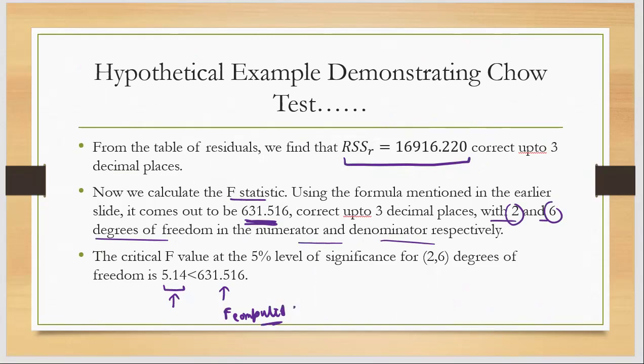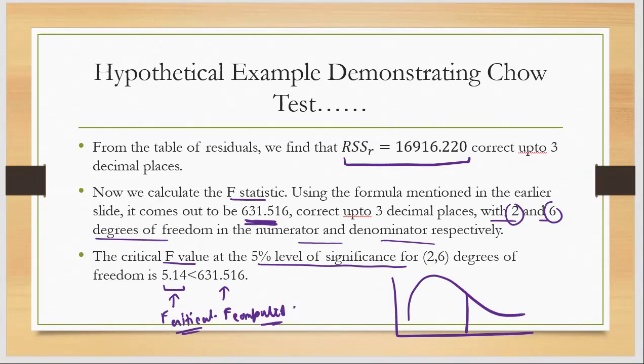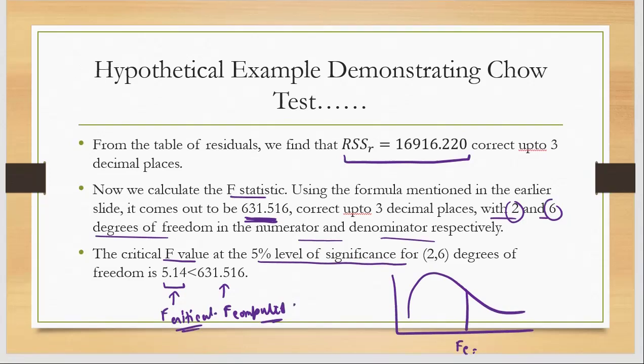Now from the F table that you have in the statistics books, you will have the critical F value at the 5% level of significance. You can consult your statistics books. So if the critical value is less than the computed value, what does this mean? This is the critical value, something like 5.14. And what is the computed value? It's way in the rejection region.